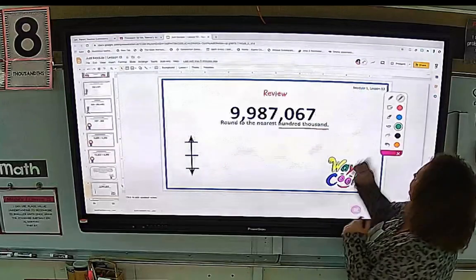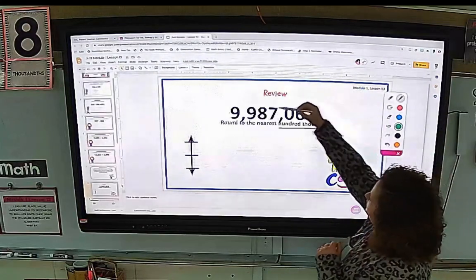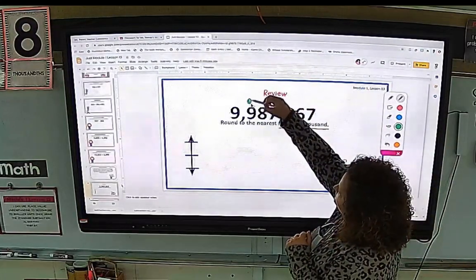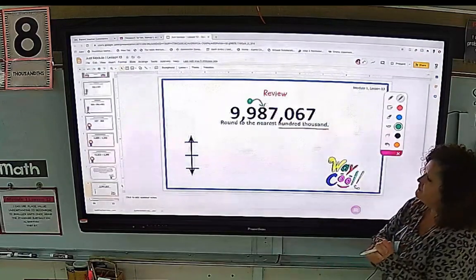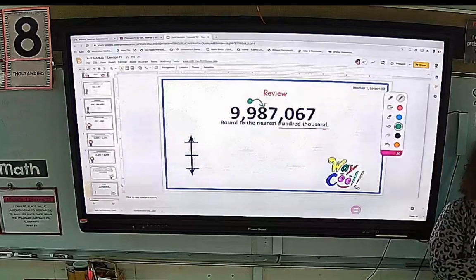So, all right. Find that 100,000th place all the way right here. Look right here. Okay. That 8 is going to tell that 9 to do something.